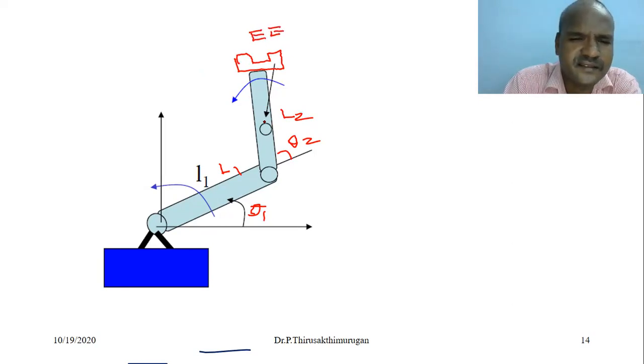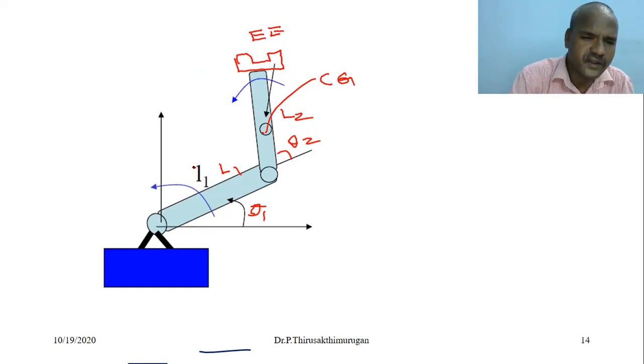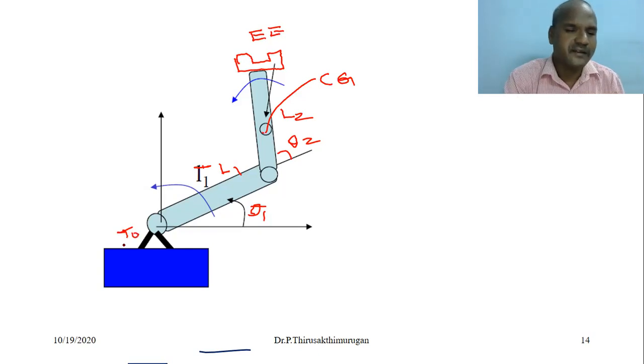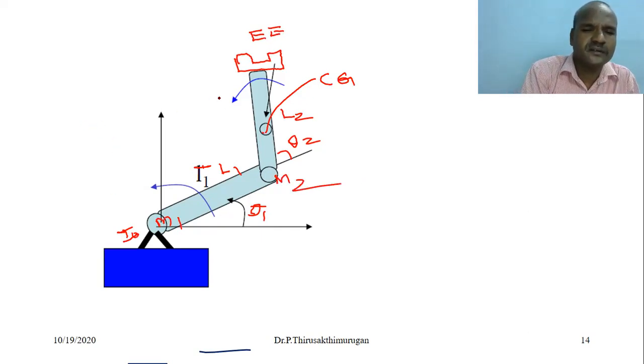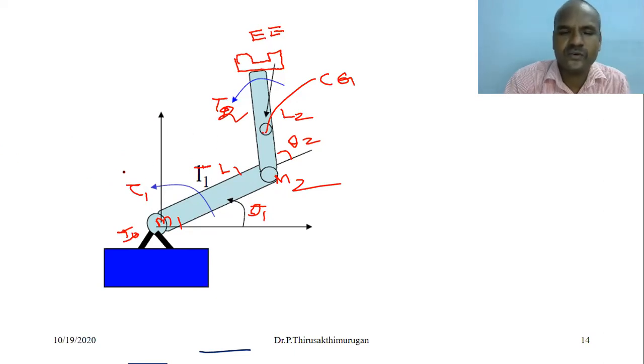So we consider this point as the center of gravity. So this is I1. Here we can have it as I0. I0 is nothing but the moment of inertia. So M1, M2. So when it moves, this is tau 1, this is tau 2. Okay, what is the first step we have to do here?